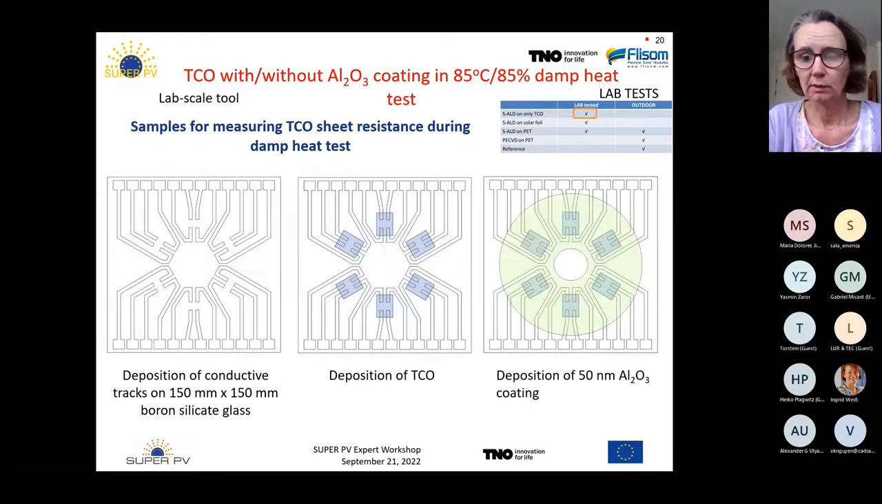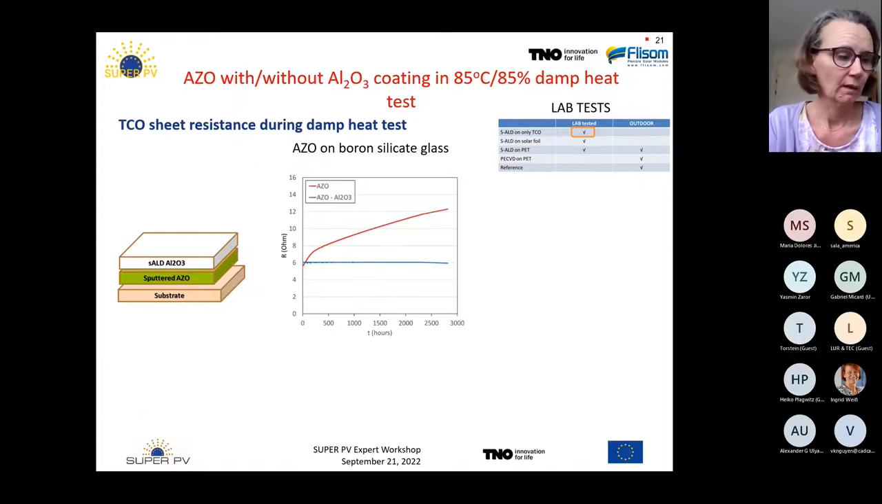These samples were covered with this aluminum oxide layer. In this case, it was chosen to be 50 nanometers thick. And these samples were then put in damp heat tests to check the stability of the TCO resistance. Other samples, of course, didn't have this aluminum oxide coating, and we compared the two configurations. The result of this test is shown in this graph.